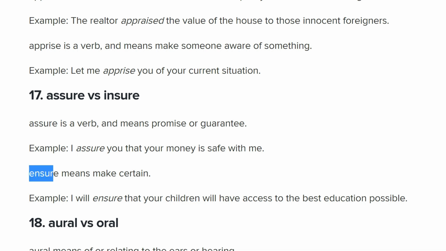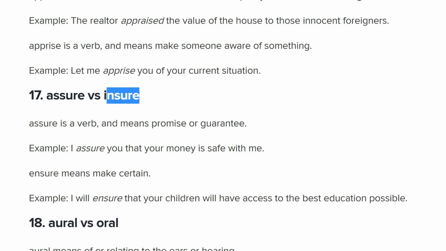So ensure with an E means to make certain. You're absolutely going to make it happen. And assurance with an A is a promise. Whereas to ensure with an E is not a promise, it's the act of making it happen. So he ensured his success with an E by rigging the ballot. Okay, so ensure with an E is the act of making it certain, whereas assure with an A is the promise that it's certain.